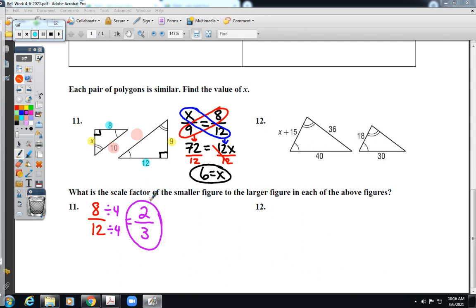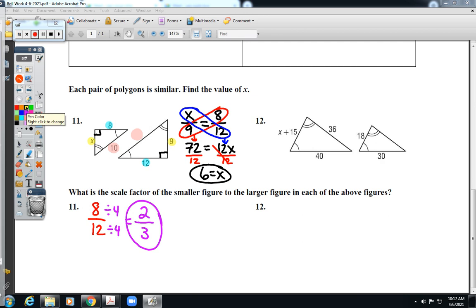And by the way, if we did that with the x and the 9, we still get 2 over 3. So it doesn't matter which side length we use, right? But we do have to know both numbers because we have to turn them into a fraction and then reduce it. On number 12, same idea.